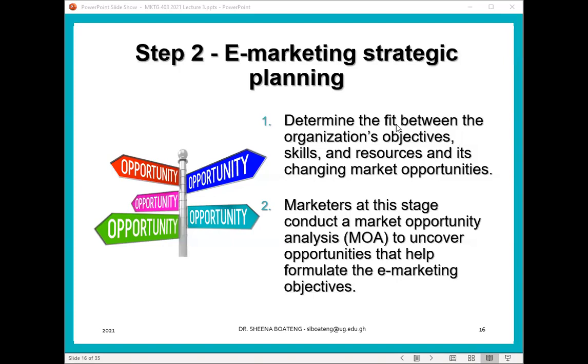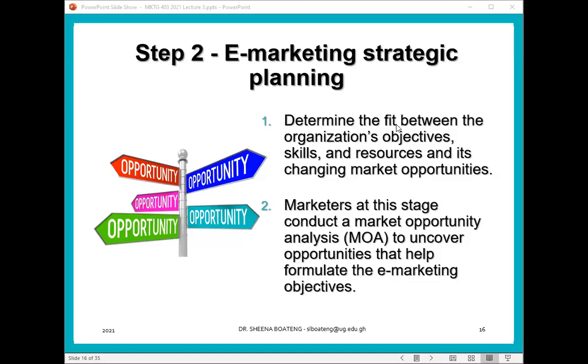So at this stage, based on the analysis that the e-marketer has done, they conduct what we call a market opportunity analysis. And here, the e-marketer looks at all the opportunities that are available to the firm that will help them to develop concrete e-marketing objectives to help the firm achieve the objective of meeting these opportunities and taking advantage of them to be able to earn good profit.